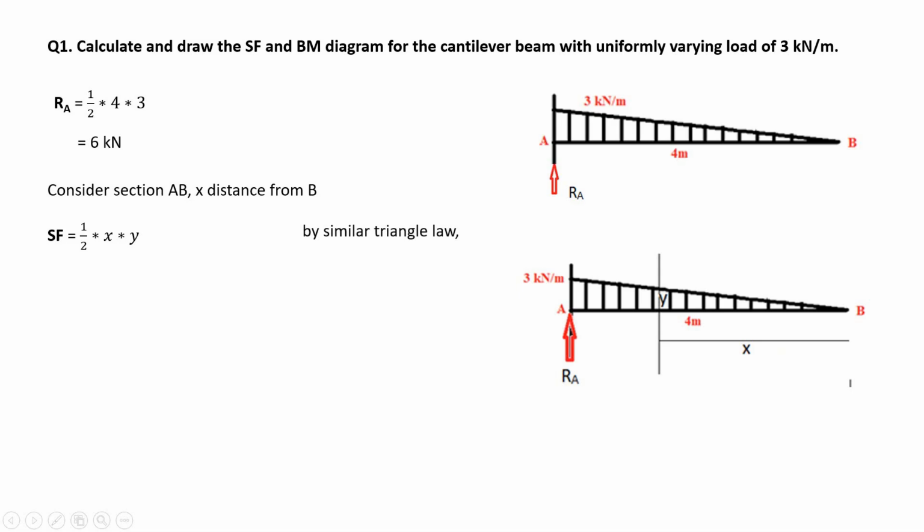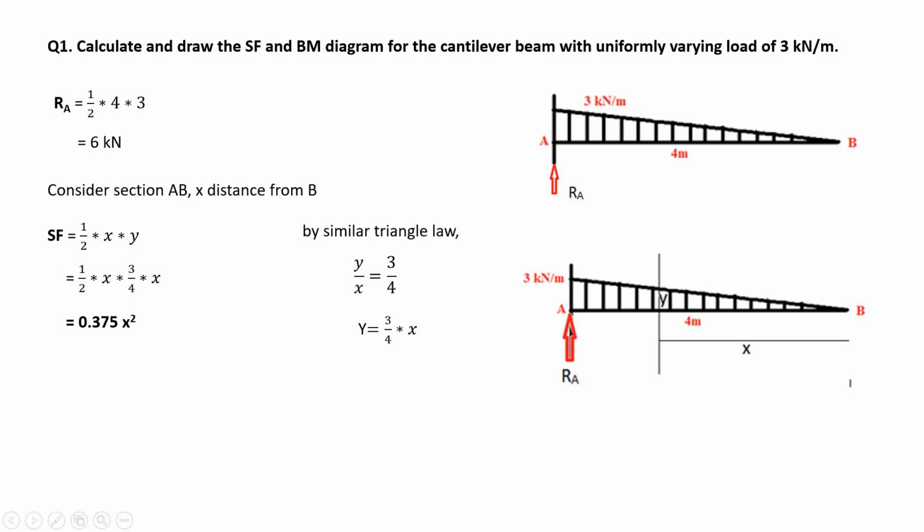Next, we have to use the similar triangle law. According to the similar triangle law, Y by X will be equal to 3 by 4, where 3 is the kilonewton per meter and 4 is the base. With this, the value of y becomes 3 by 4 of x. Now we can put this y value in the shear force equation, which becomes half into x into 3 by 4 of x. So the equation has been modified to 0.375 x squared.